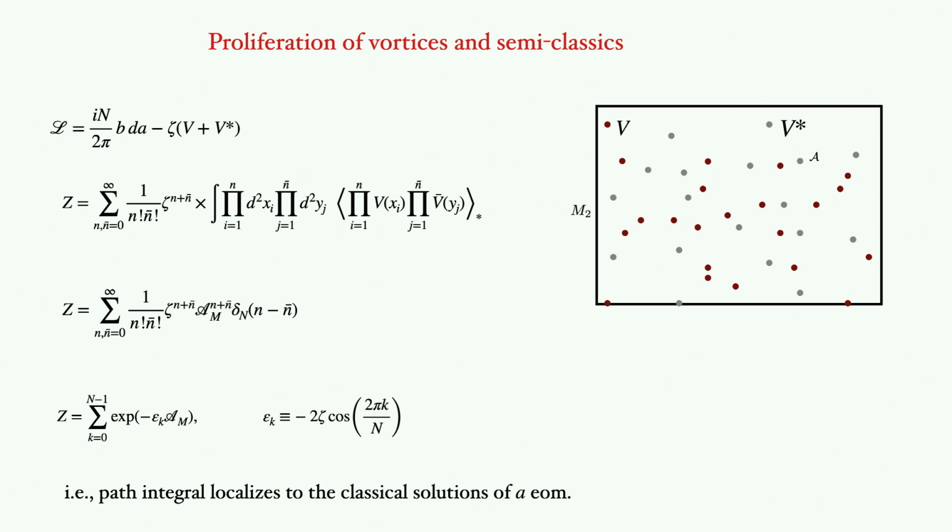Here I need to do some Poisson resummation. And here is the result. And these are the energies. You could have obtained the same result very easily if you were to use the equations of motion for the A fields. It would give you this result trivially. It's an example of localization.